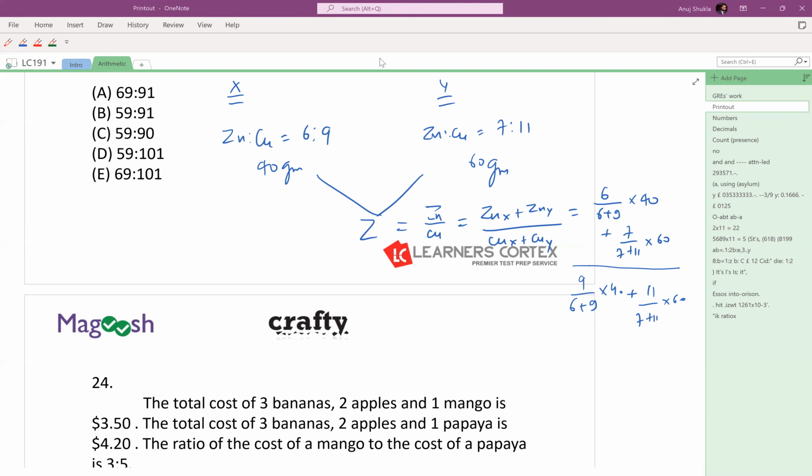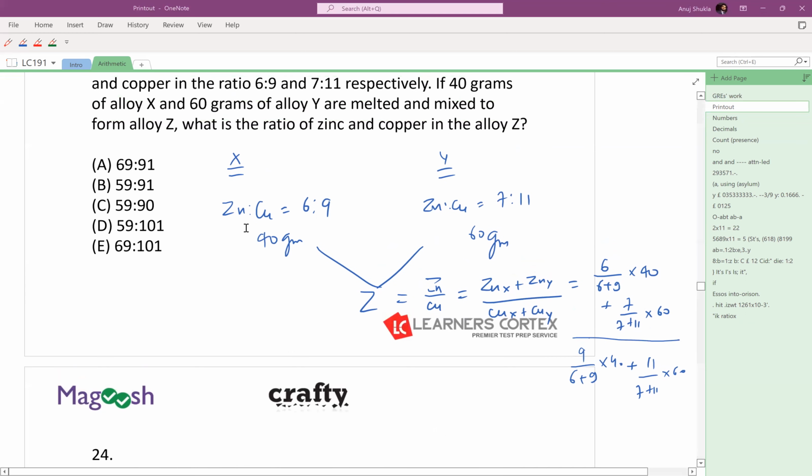B, 59 and 91. Okay. Sir, actually 7 by 7 plus 11 into 60 is in decimals. How can we get that into fractions quickly? Should we do the entire calculation like 99 x? You have to solve it entirely, and then you have to get the answer.